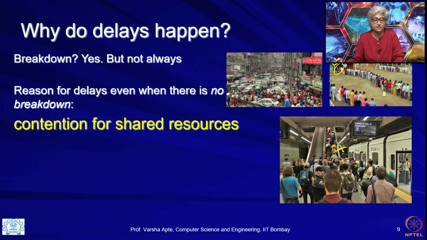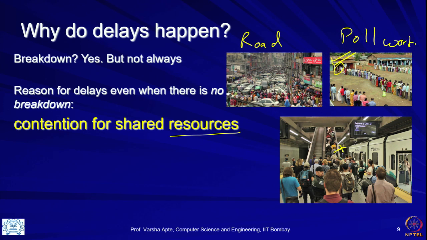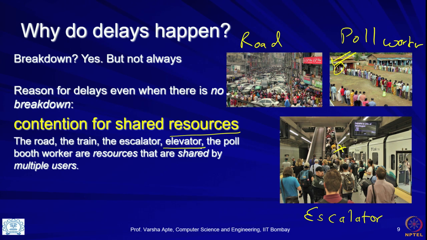More commonly, the reason is contention for shared resources. Let me talk about each word. What is a resource here? The resource is the thing that everybody is using. For example, the road is the resource here, the poll worker is the resource here, the escalator is the resource here. In the previous photos, it was the elevator. Somewhere it was the train. These are all the common resources, and they are shared.